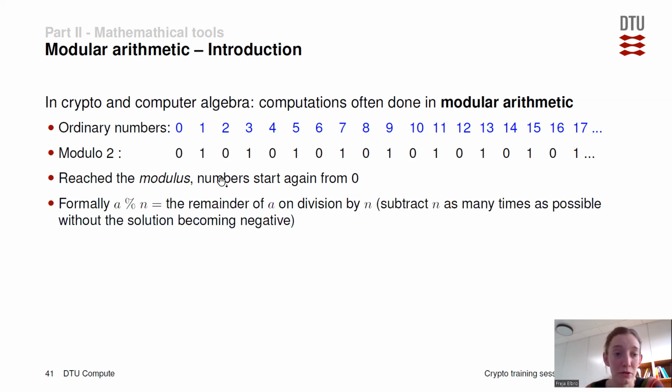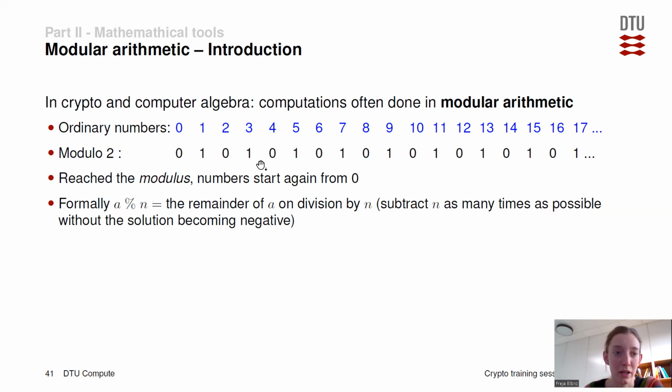So, a little bit of formal notation. I use this percentage symbol to denote the remainder of a on division by n. So if I want to calculate a modulo n, I subtract n as many times as possible from a without the result becoming negative, and that's then a modulo n.